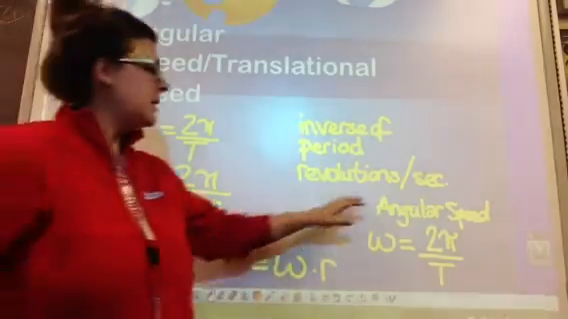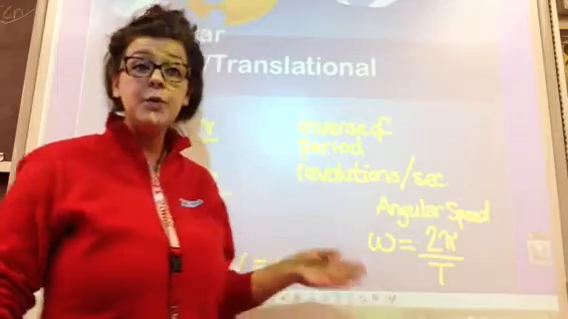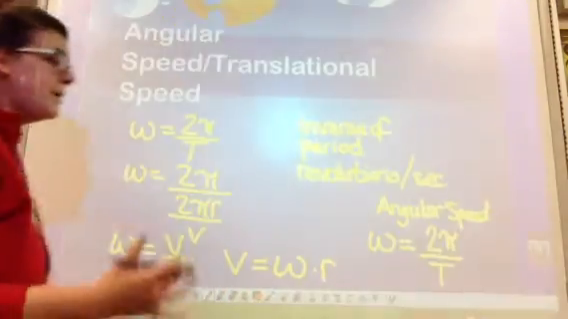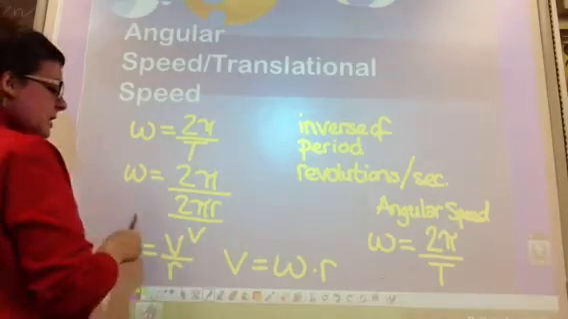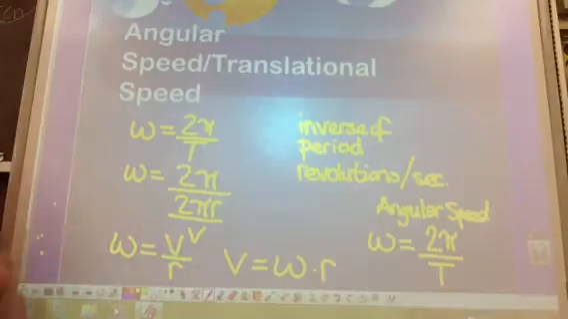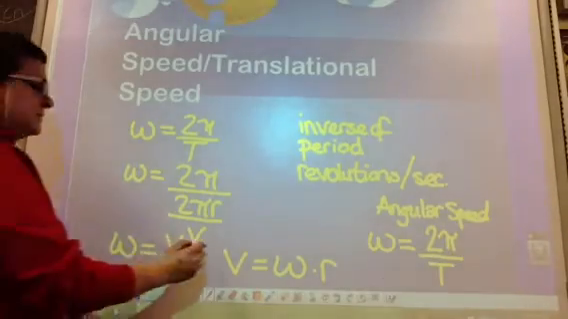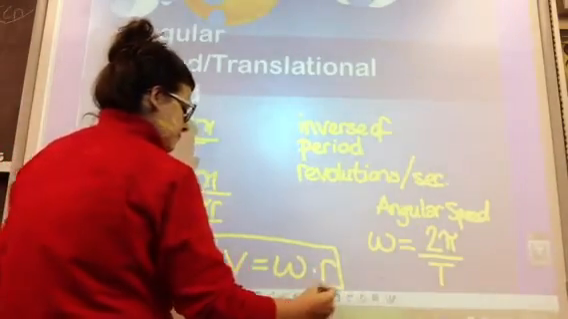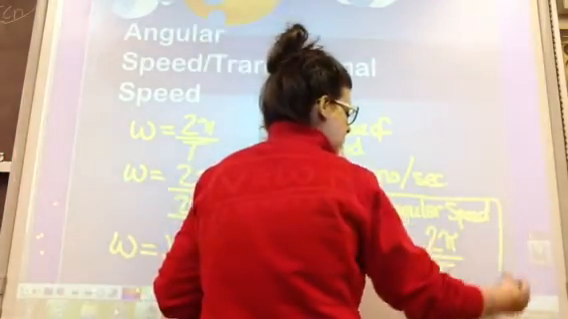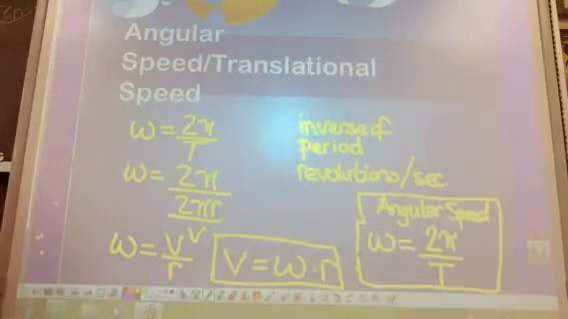So angular speed is dependent on rotation rate and period. I have 2 pi radians over my period. Translational speed is dependent on my angular speed times the radius. So this is my formula for translational speed, and this would be the one for angular speed.